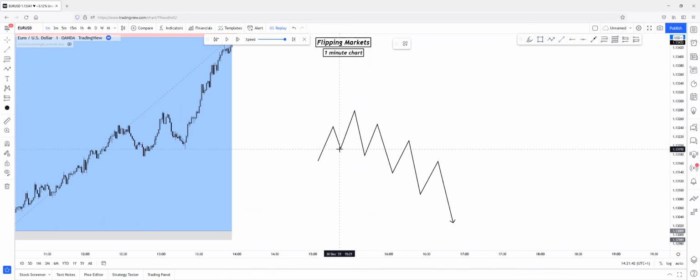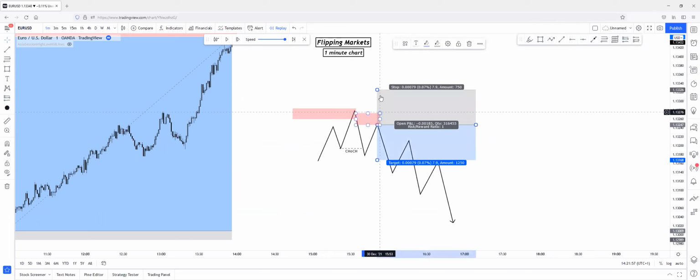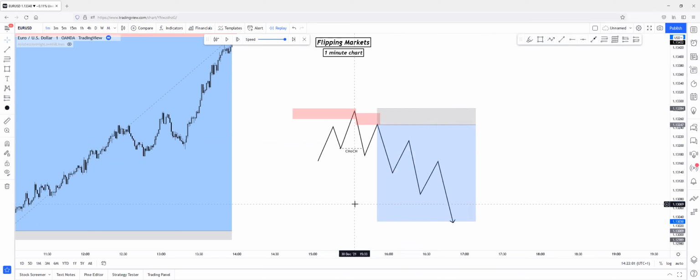So let's say change of character happened here, a drop down after a higher time frame supply mitigation. So we have a change of character. Let's say you entered on a freshly formed supply zone here. You entered a short position on this supply zone, and you're targeting the next unmitigated higher time frame demand zone. Okay, if this low breaks, this one, you will put your stop loss to break even.